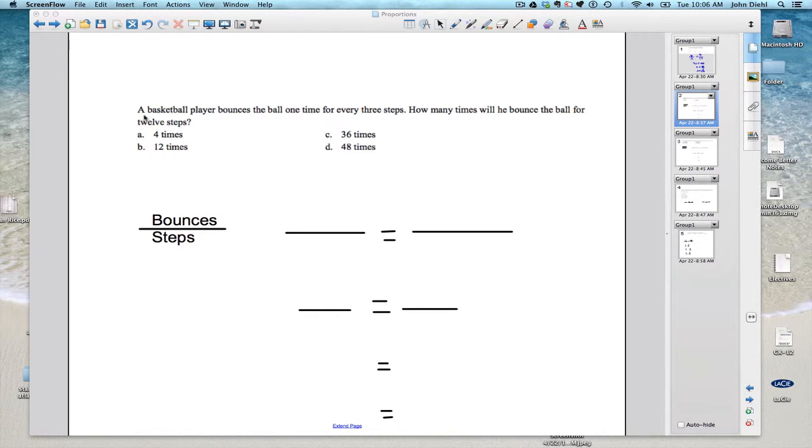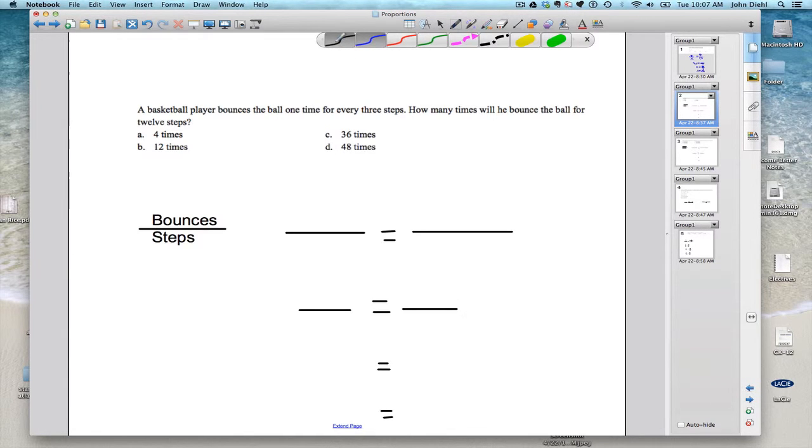So let's reread the first sentence. A basketball player bounces the ball one time for every 3 steps. Well, that tells you that you're bouncing the ball one time, and you're doing that every 3 steps you take. So there's our first ratio. Let's write that. We're bouncing it one time for every 3 steps. So our ratio is 1/3.